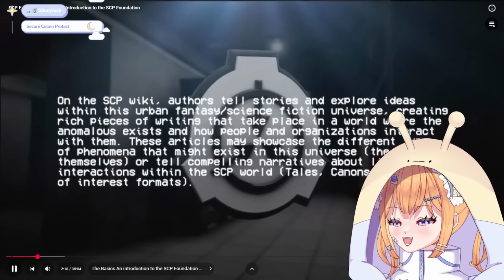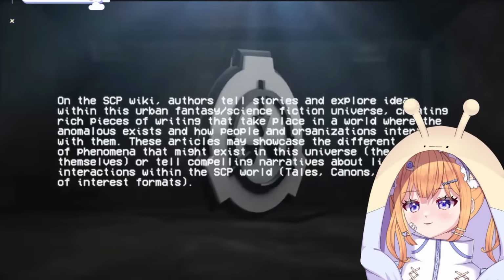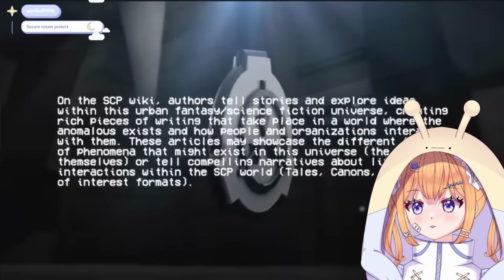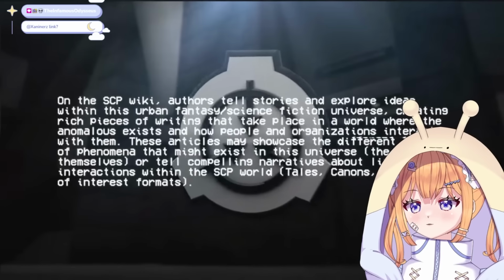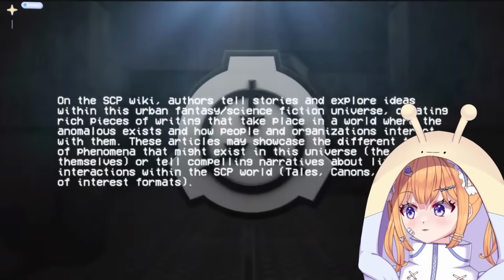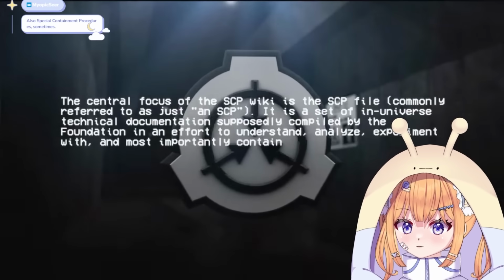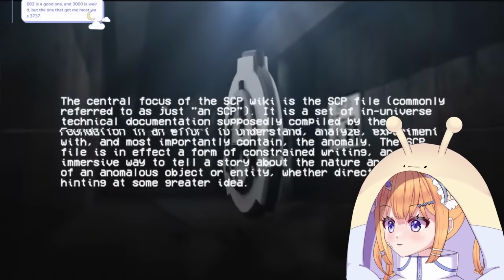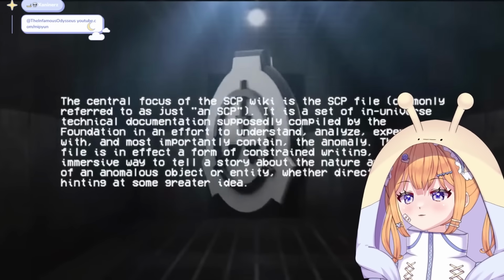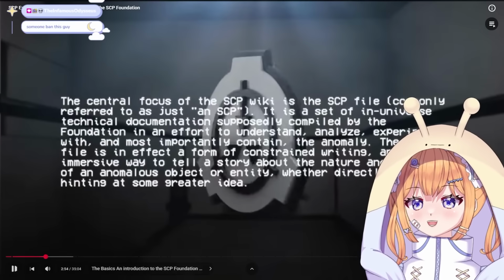Creating rich pieces of writing that take place in a world where the anomalous exists and how people and organizations interact with them. These articles may showcase the different types of phenomena that might exist in this universe, the SCPs themselves, or tell compelling narratives about life and interactions within the SCP world, tales, canons, and groups of interest formats. The central focus of the SCP Wiki is the SCP file, commonly referred to as just an SCP. It is a set of in-universe technical documentation supposedly compiled by the Foundation.